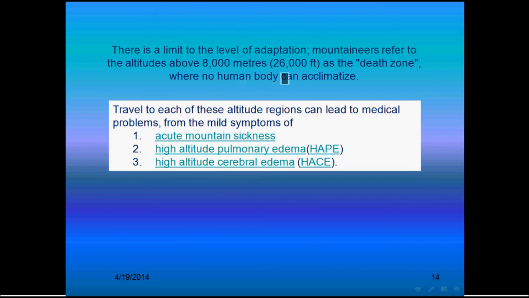Ascent of more than 8,000 meters will not give this chance. They call it the death zone, where the human body will not be able to acclimatize more. The acclimatization beyond this height is difficult and cannot satisfy the metabolic demand of oxygen by the body. High or rapid ascent close to this height will be associated with acute mountain sickness, high altitude pulmonary edema, and high altitude cerebral edema.